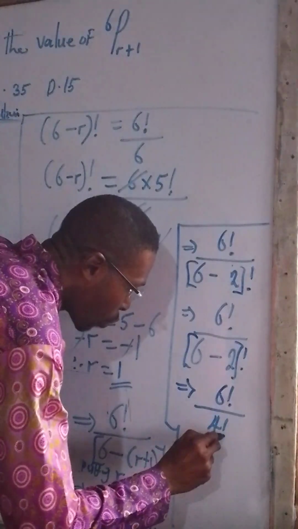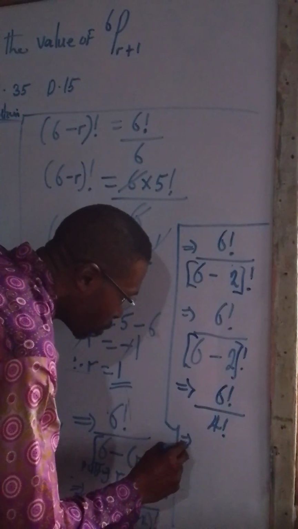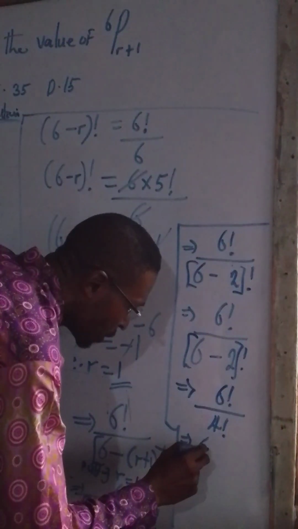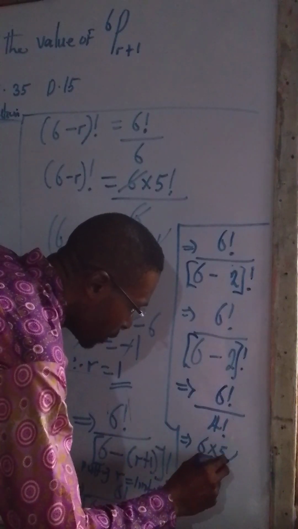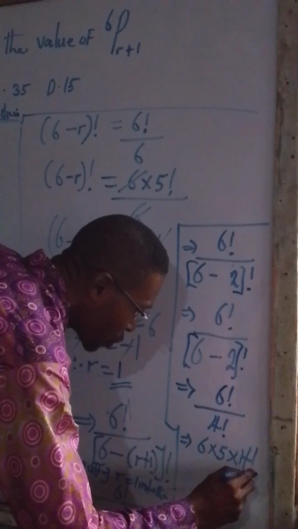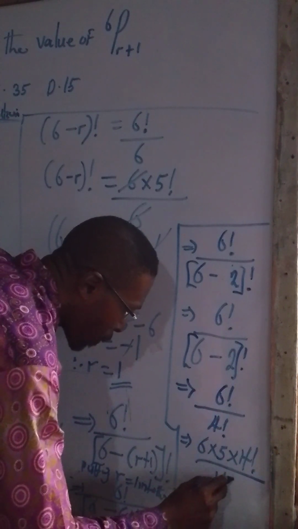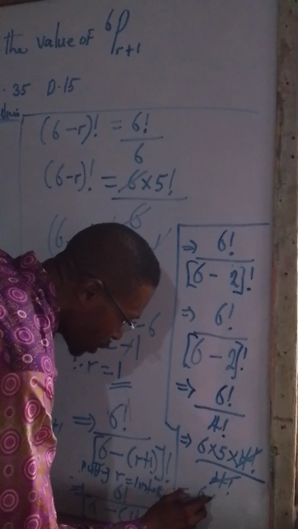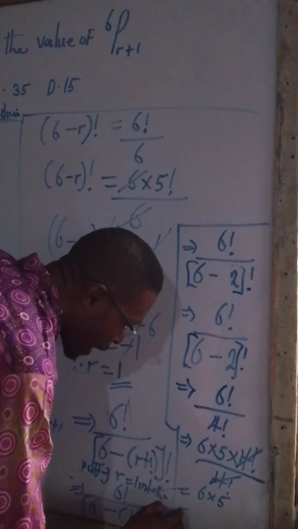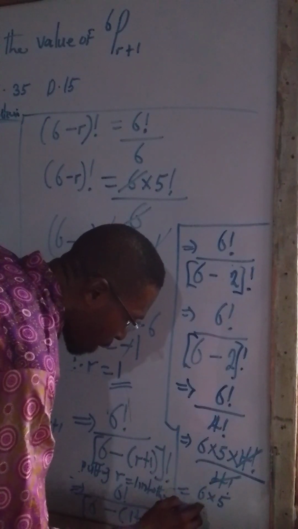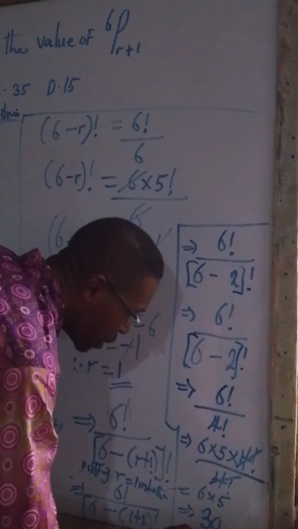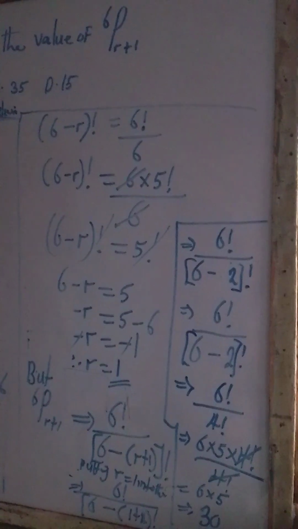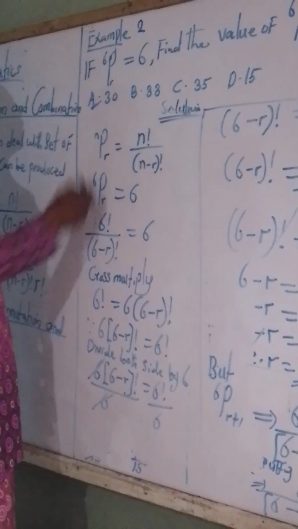To get this, we have 6 times 5 times 4 factorial over 4 factorial. The 4 factorial cancels 4 factorial. We have 6 times 5 left. Our final answer is 6 times 5, which is 30. So what is our option here? Is there any 30 here? Option A. Thank you.